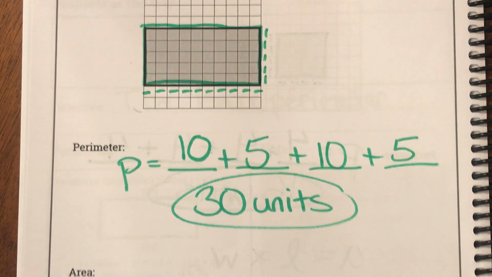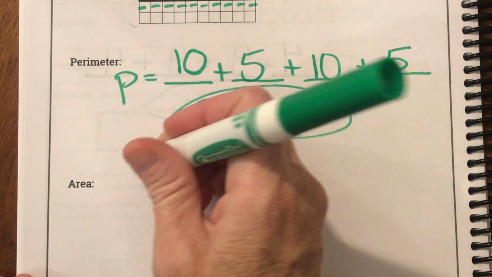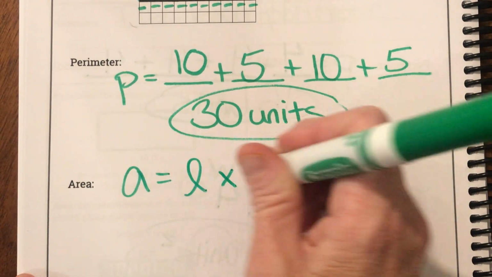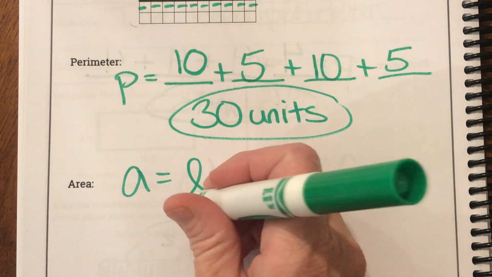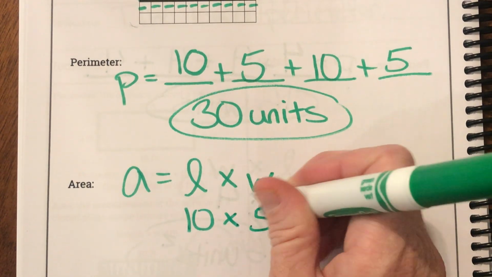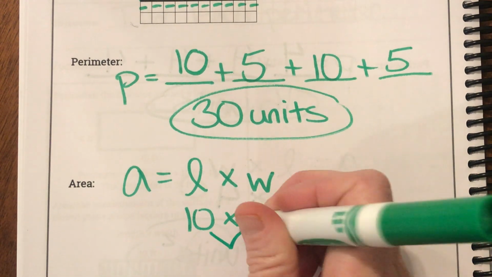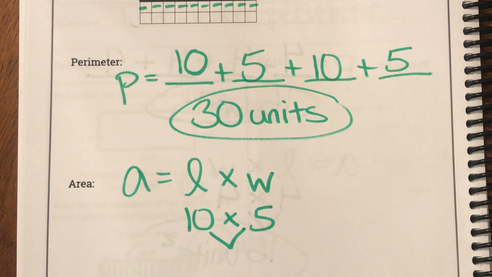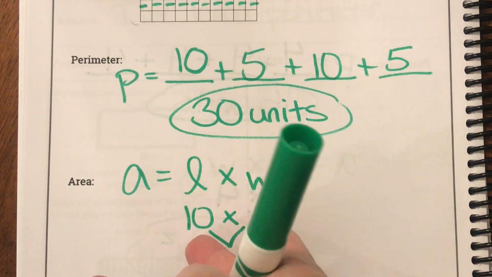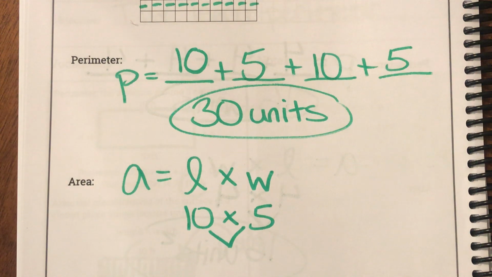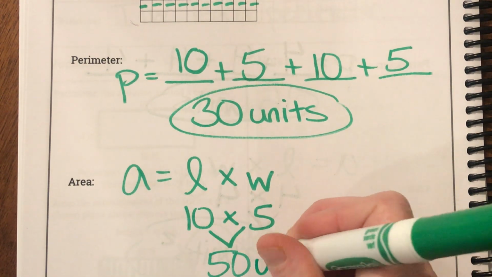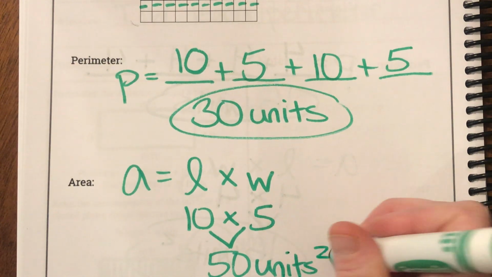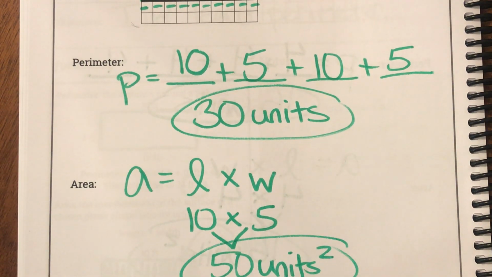Okay, let's look at our area. We're going to start with our formula. Area equals length times width. My length, my long side, was 10, and my short side, width, was 5. Again, if you don't know your basic facts, you need to draw an array. But I know that 5 tens, because remember I can switch them using that commutative property, I know 5 tens is 50. And my measurement is units and area is always squared.